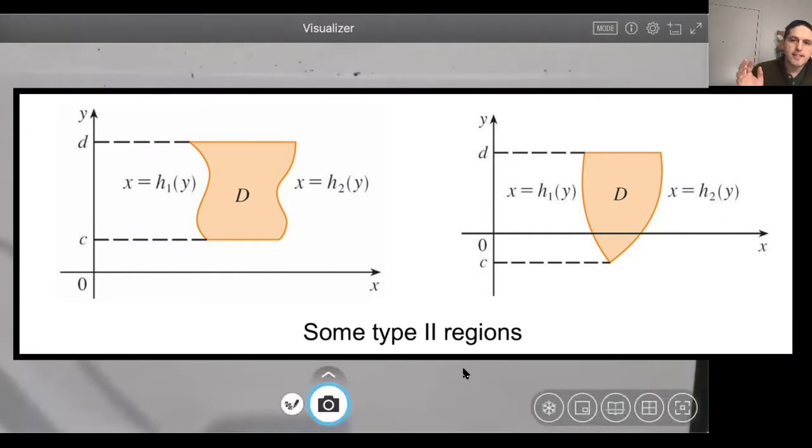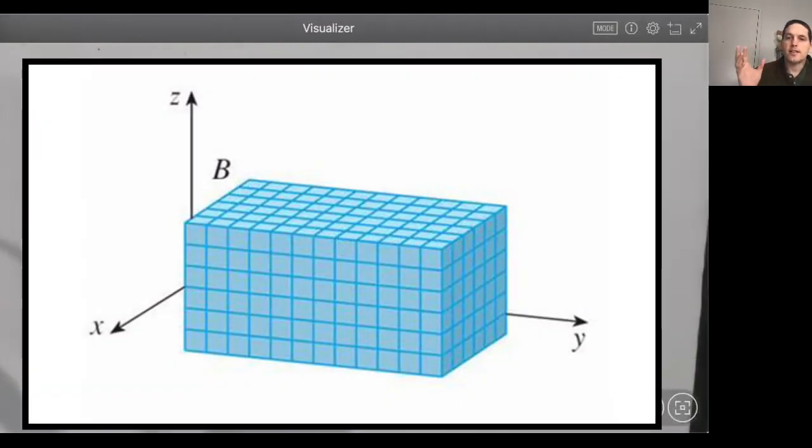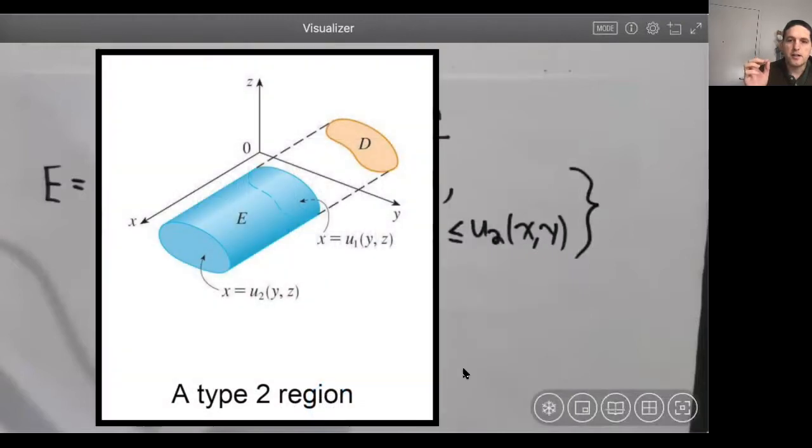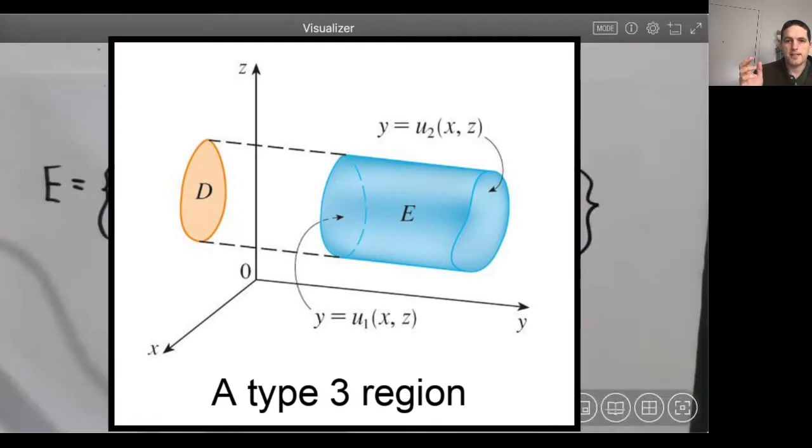Now we're in an analogous situation with integrating a function of three variables over a solid region in space. We have learned so far how to integrate a function of three variables over a rectangular box using Fubini's theorem for triple integrals. And now we're ready to learn how to integrate a function of three variables over a more general type of solid region. Specifically, we're going to learn how to integrate over what's called a type 1 solid, and also over a type 2 solid, and also over a type 3 solid.